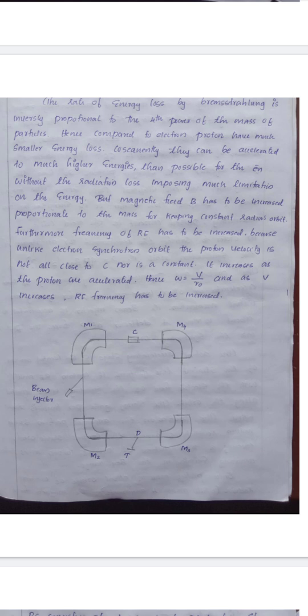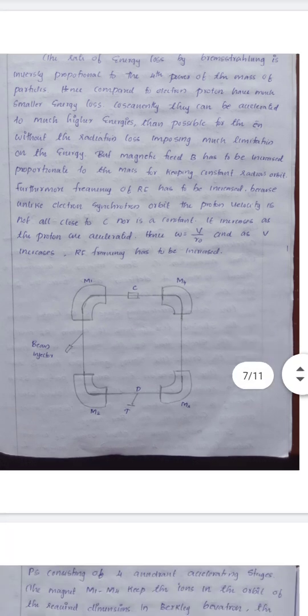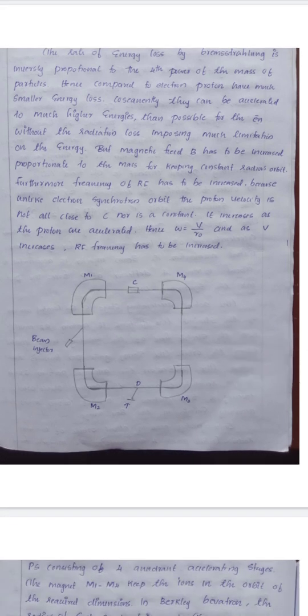And furthermore, the frequency of the RF has to be increased because, unlike the electron synchrotron orbit, the proton velocity is not close to C, nor is it a constant. It increases as the protons are accelerated, and we know omega is equal to V by Rho. Hence as V increases, with Rho kept constant, the RF frequency omega has to be increased.